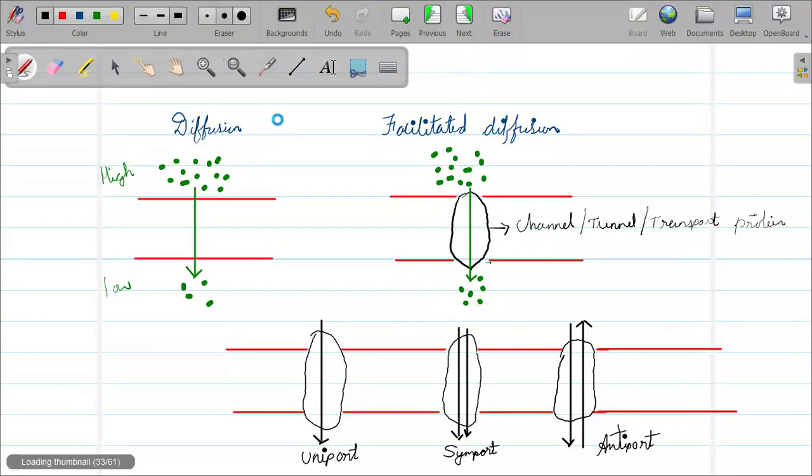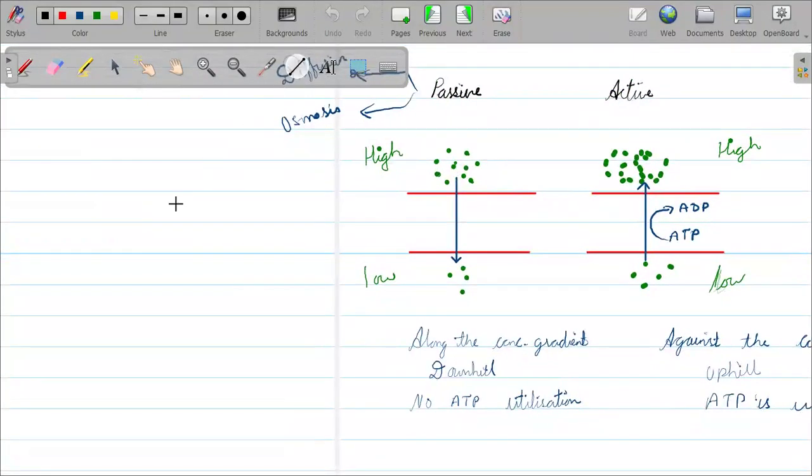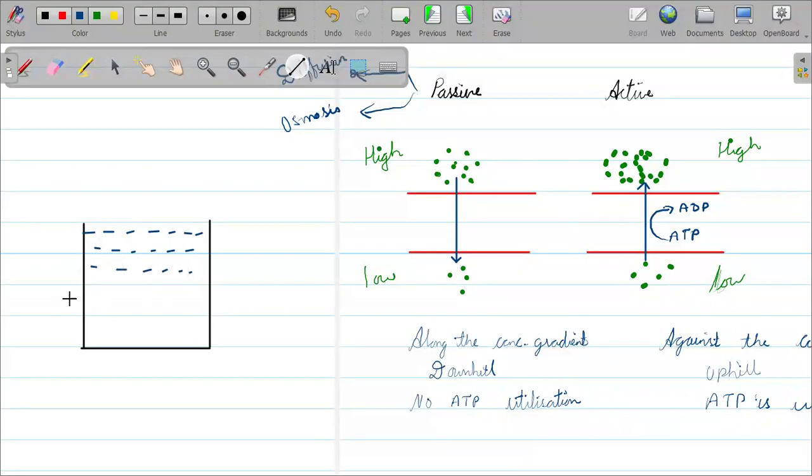A simple way to understand diffusion in a passive process: let me take a small example. I'm going to take one beaker for your understanding. Let me fill this beaker completely with water. Okay, let us just go with only a few levels of water. I have filled this beaker with water.